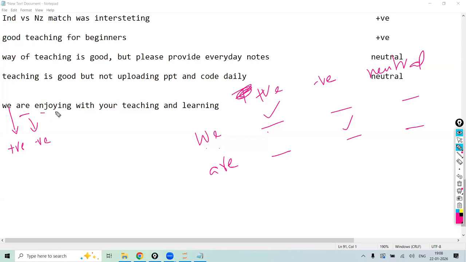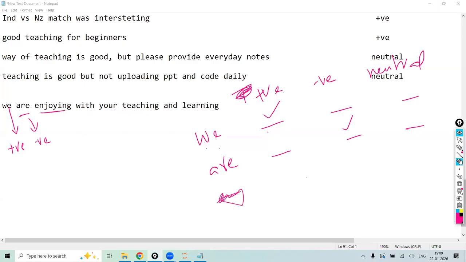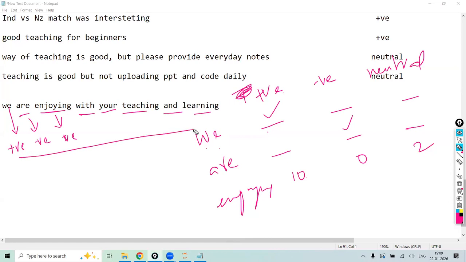Next, "enjoying". How many times was it repeated in the positive reviews? How many times in the negative ones? How many times in the neutral ones? For example, 10 times in the positives, just 2 times in the negatives, and 0 in the neutral. Out of these three, the highest is positive, so this word will be considered positive. Similarly for this one, and this one, like that, each and every word.